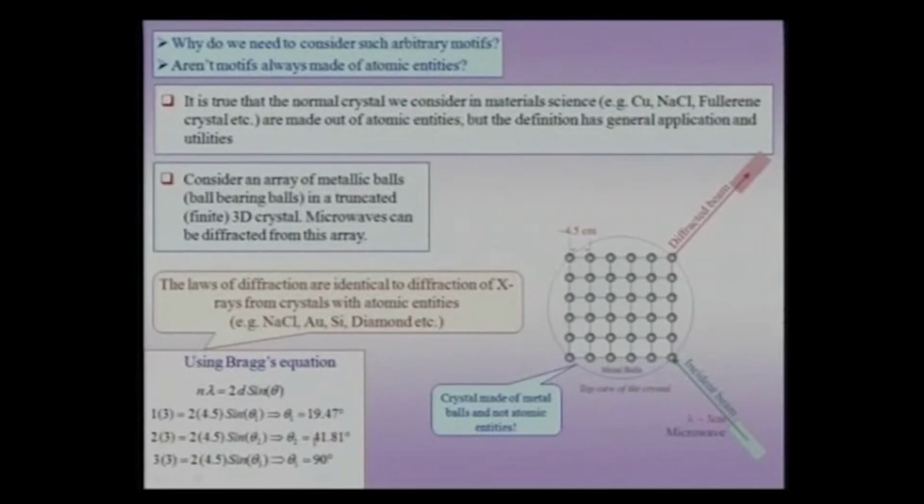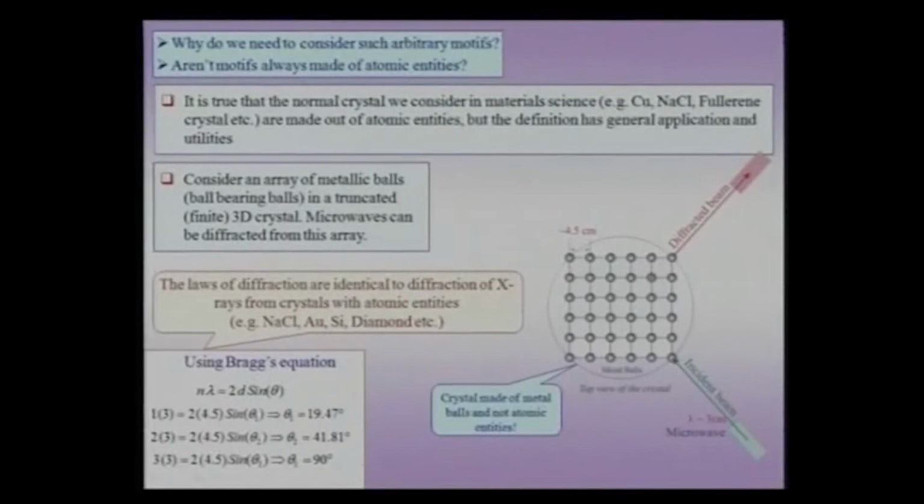In other words, I can make a crystal made of ball bearing balls, and I can actually do a diffraction experiment. I send a beam of monochromatic microwaves and get a diffracted beam at various angles. The laws of diffraction are identical to diffraction of X-rays from crystals with atomic entities. For instance, this diffraction experiment with X-rays I could do on sodium chloride, gold, silicon or diamond. The language of crystallography does not change, the laws of diffraction do not change, if I go from atomic entity crystals to crystals of this scale, which are macroscopic crystals.